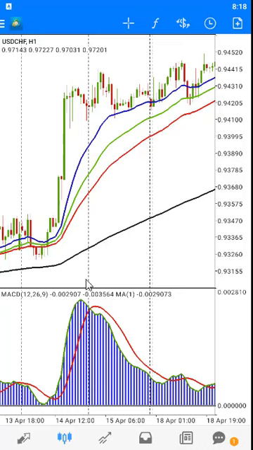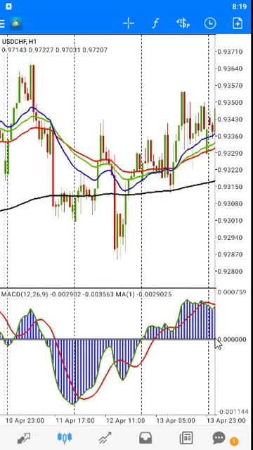If you understand this now, let me explain the MACD here. This MACD is both a momentum indicator and a reversal indicator. How does it work? Let me quickly show you how it works.